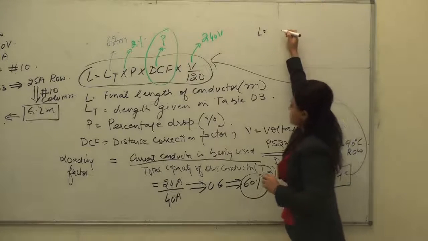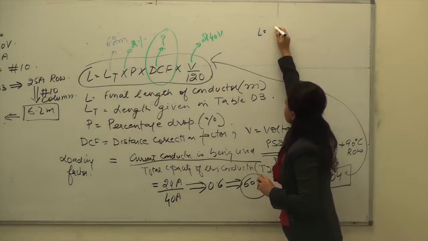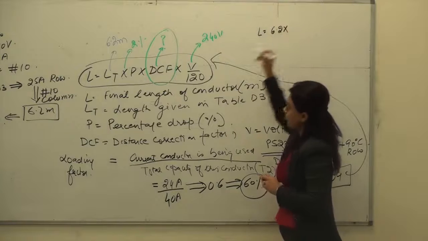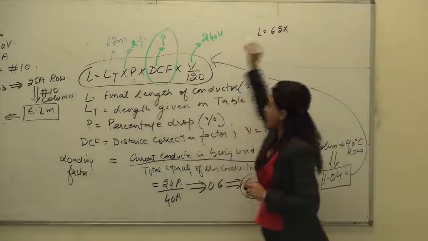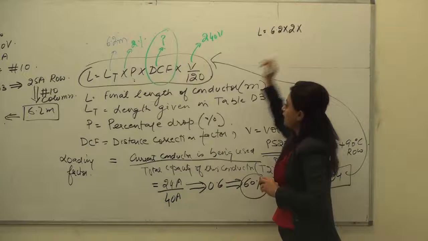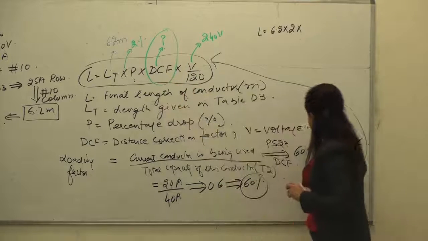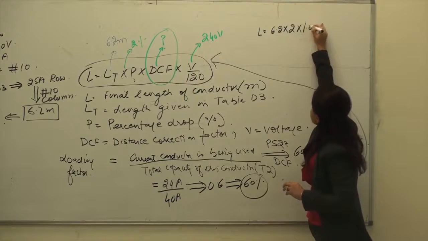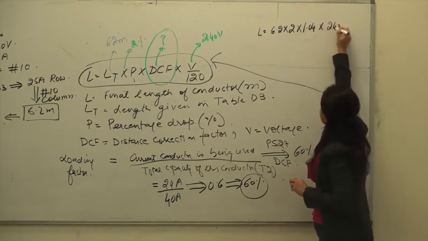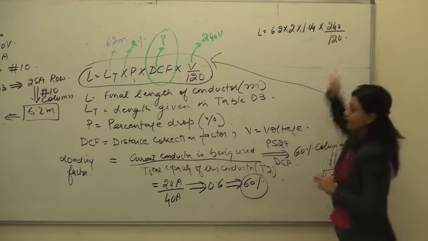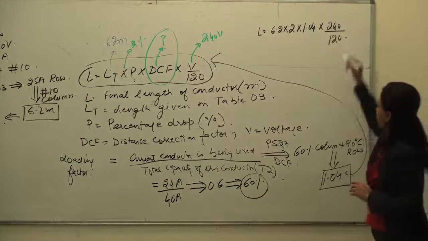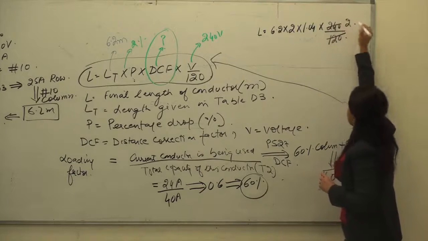See that again here. L is equal to LT. Length from the table is 6.2. Next is percentage drop, which is 2%. I am given the DCF that I just calculated, 1.04. Voltage I am working with is 240 divided by 120. If I get rid of these, what do I get? 2.